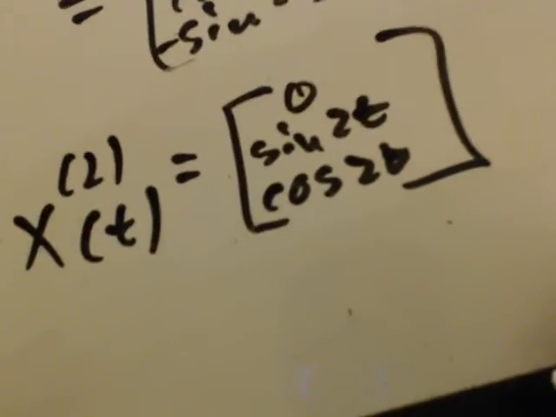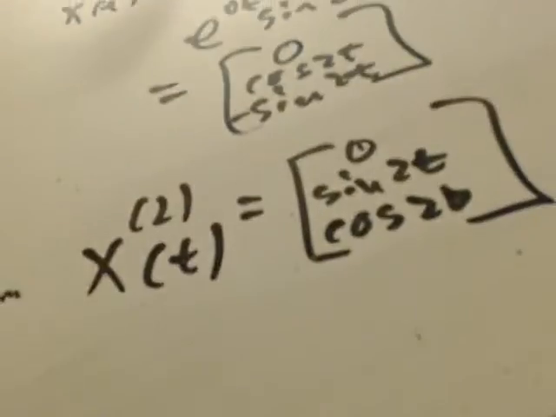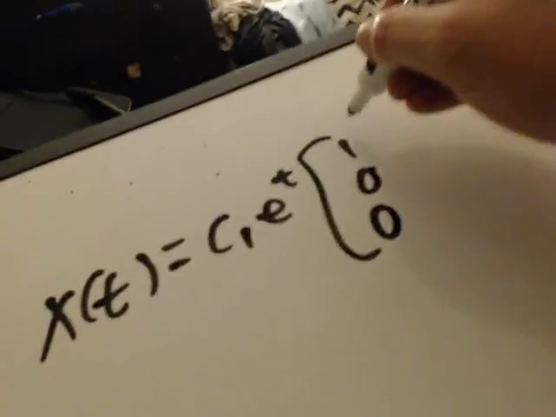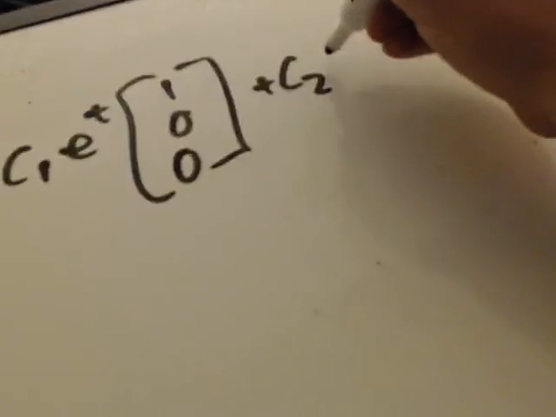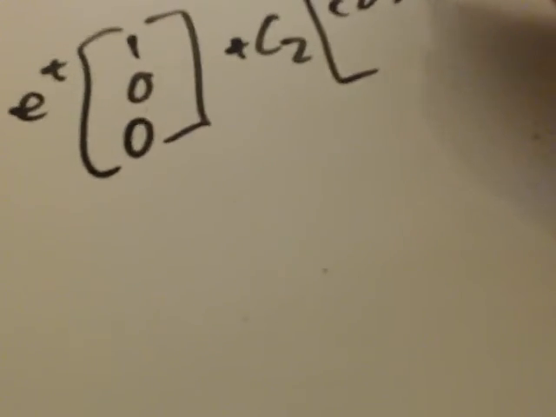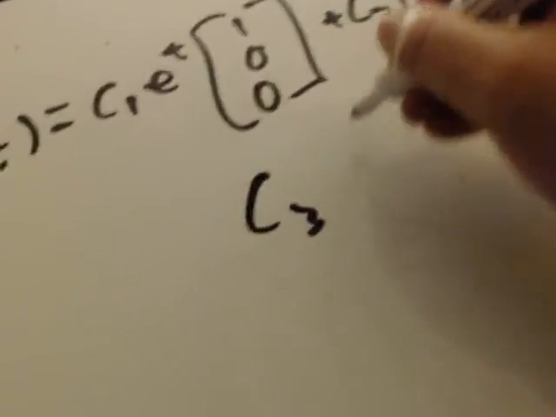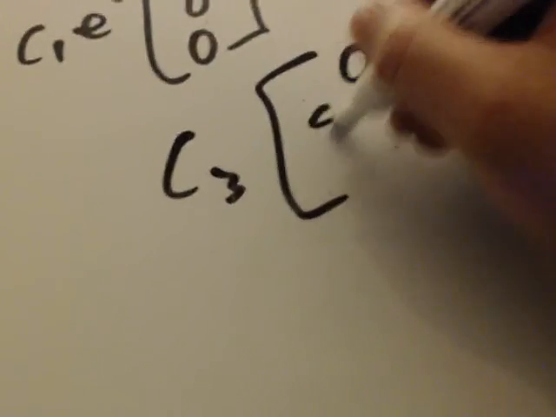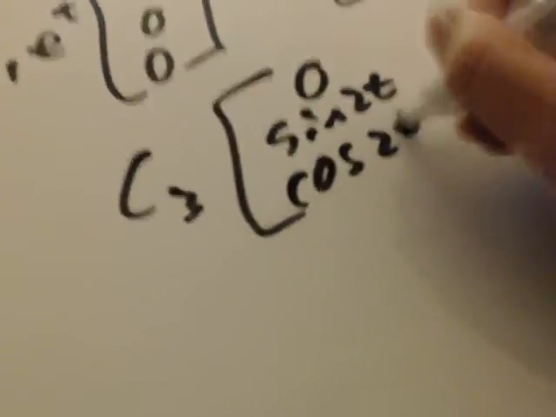So therefore, if I was going to write the whole entire thing down, which I should, I will get the following. x of t is equal to, well, we had a real root, so c1 e to the t times 1, 0, 0, plus c2 times 0, cosine 2t, negative sine 2t, plus c3 times 0, sine 2t, cosine 2t.